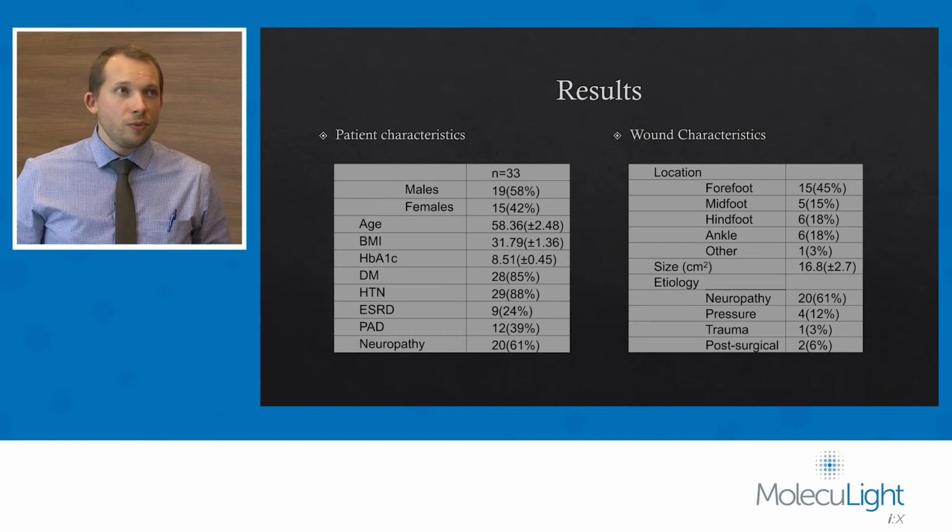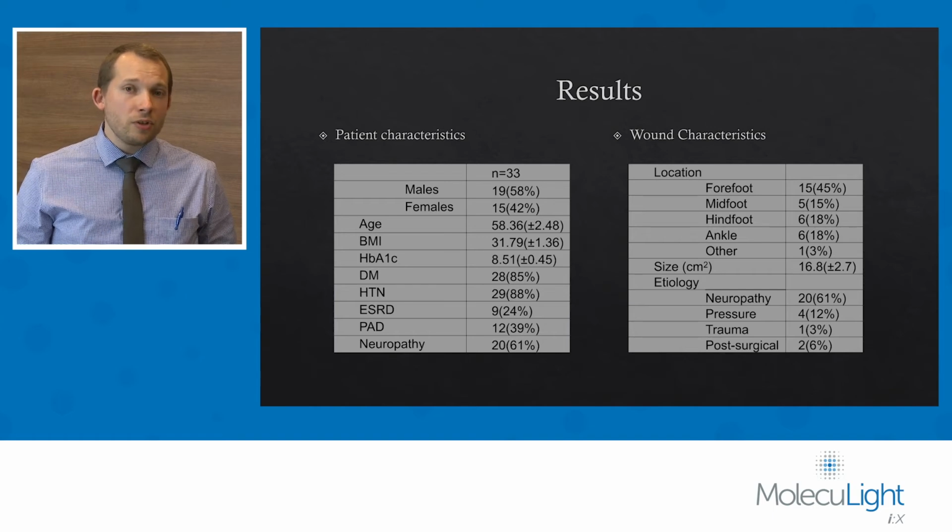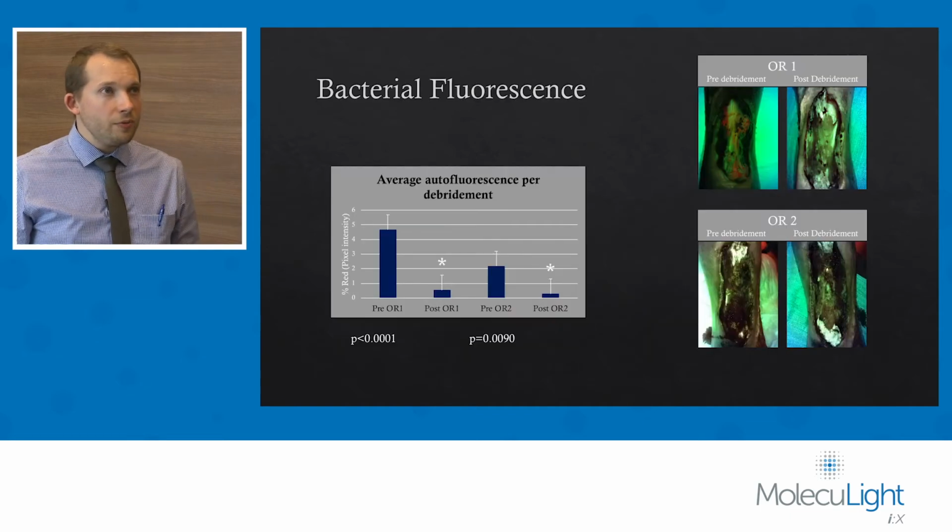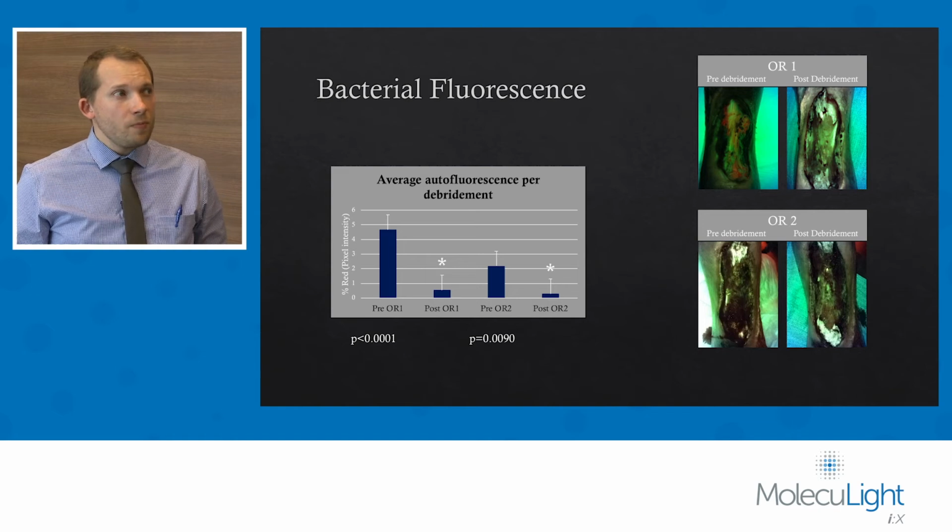Now, as far as our wounds, we had about 15 were on the forefoot. It's about 45%. And the rest were distributed among midfoot, hindfoot, ankle, and other places. Our size was 16.8 square centimeters, and about 61%, again, were neuropathic. Now, if we look at this autofluorescence, we see that between pre and post debridements, we have a significant reduction in the amount of red fluorescence that's showing up during or after debridement. This held true for our second debridement as well, both statistically significant.